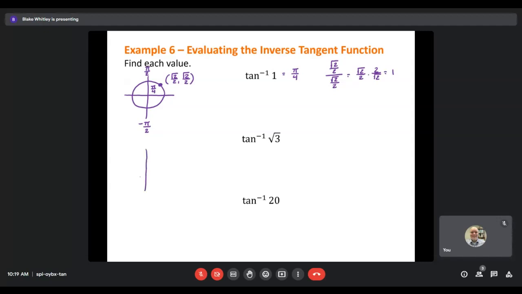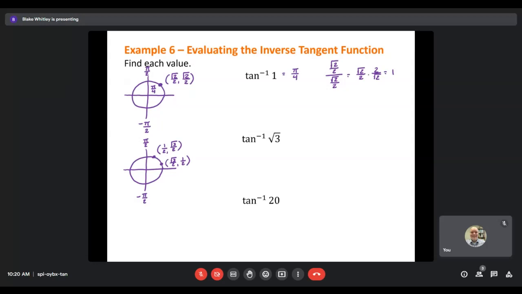All right, now the next one, we want the inverse tangent of square root of 3. Again, I need to be somewhere between negative pi over 2 and positive pi over 2. Since we have a positive value, we know that's going to be somewhere in the first quadrant. Now, here's the trick. We've got to figure out where we're going to get a positive square root of 3. Well, there's two possibilities. We could be up here, where the point would be 1/2, square root of 3 over 2. We could also be down here, where it's square root of 3 over 2, 1/2.